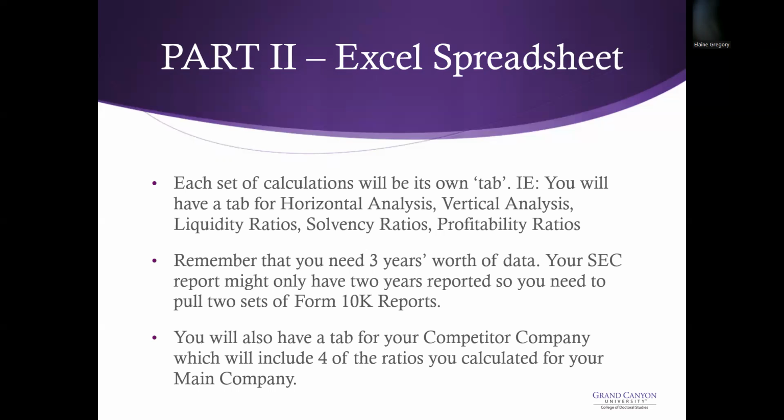Now, your SEC 10K report that you pull for the current one has got to be the annual report, not a quarterly report. The annual report, the annual audited SEC 10K. So that report might only have 2 years worth of data reported on it. So you may have to go and find the prior SEC 10K report in order to have all 3 years. Now, you'll also have to add at the end a tab for your competitor company. And that competitor company will have to include 4 of those ratios you calculated for your main company.